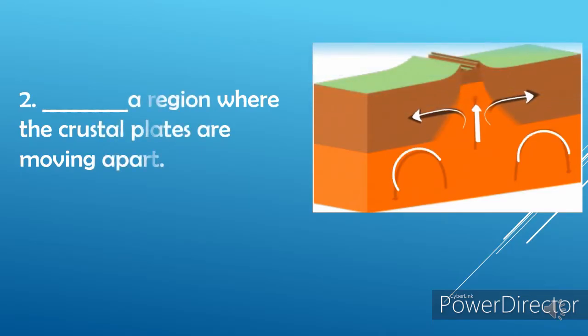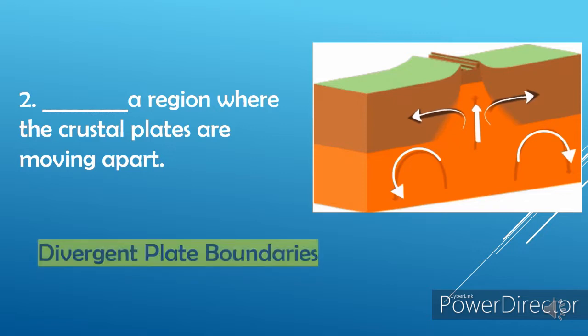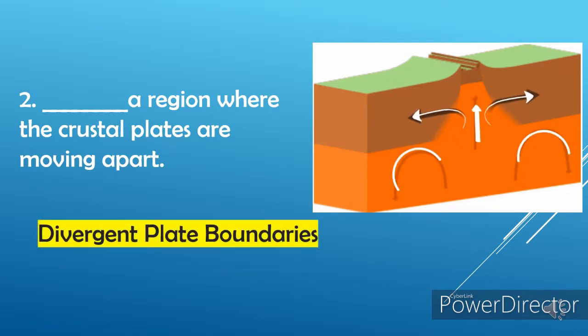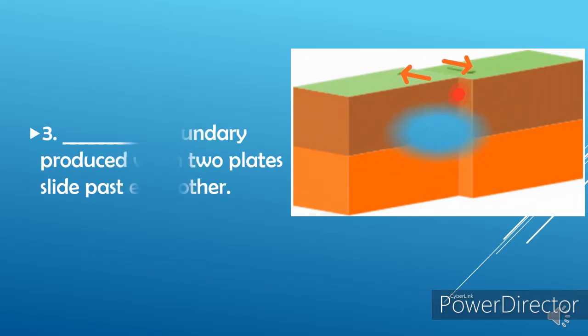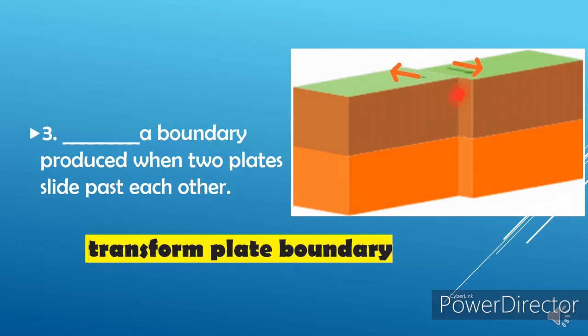Question number 2. A region where the crustal plates are moving apart. What type of boundary is it? The correct answer is divergent plate boundaries. Question number 3. A boundary produced when two plates slide past each other. Name the type of boundary. The correct answer is transform plate boundary.